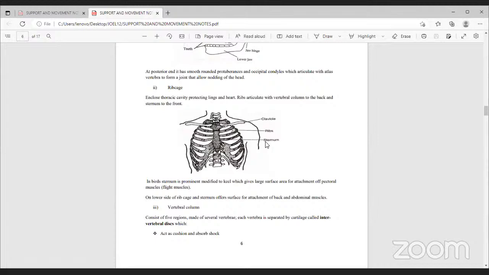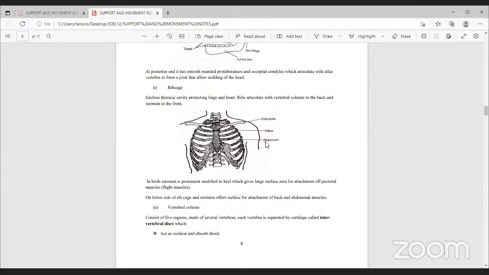Of course, the other function of the ribcage is to provide surface for muscle attachment. That is a point that the majority forget. Apart from providing protection to the lungs and the heart, the ribcage also provides a surface for muscle attachment.